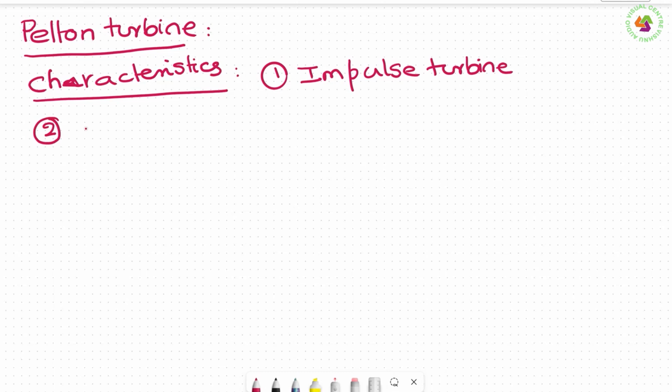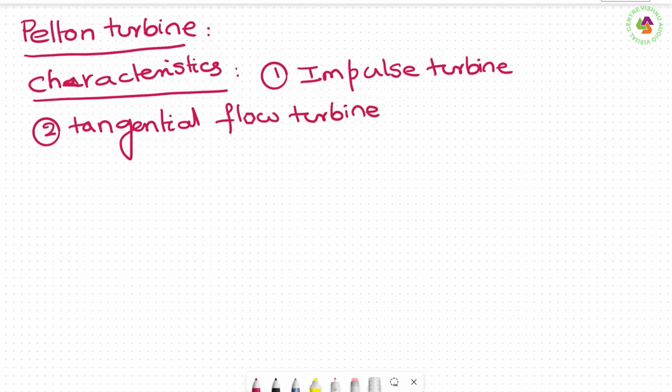The second point is it is a tangential flow turbine. The moment I say it is a tangential flow turbine, that means the water jet strikes the buckets which are surrounding the wheel at the tangent position. Tangentially, the water strikes it. And second thing, already I mentioned impulse turbine. Then it is a high head turbine.